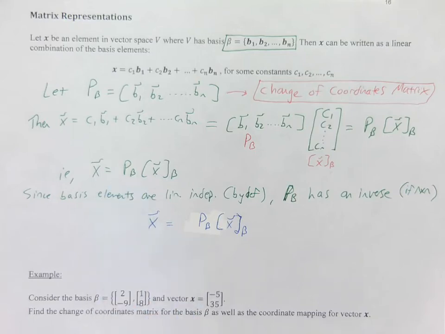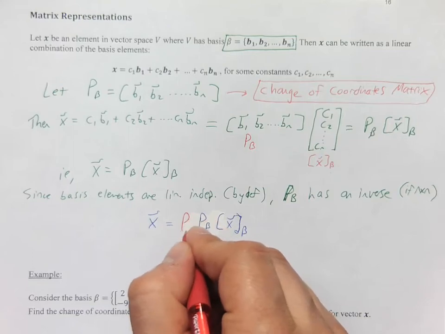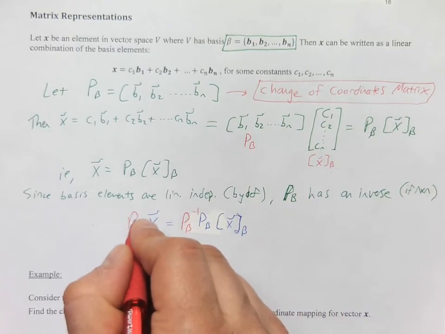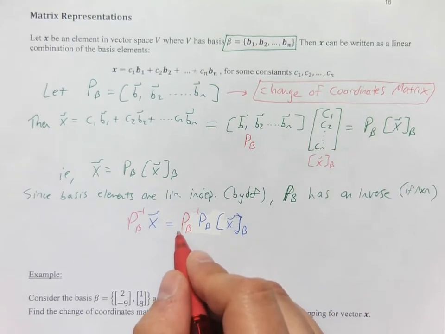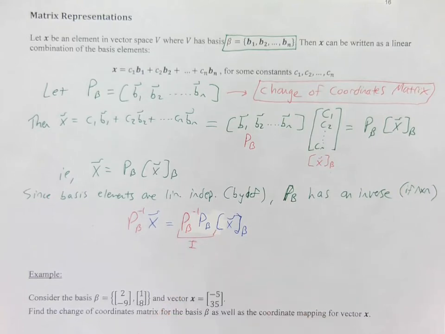So I'm just rewriting this equation right here, except now I'm going to multiply on the left by P beta inverse. And again, we know it exists because the columns are linearly independent. And then we know that these two things multiply together to give us the identity matrix, and so they really just cancel out. What we really have is that our coordinate vector that we were trying to find on the last page just equals the inverse of the P sub beta matrix times the vector we're looking to find the coordinate vector for.